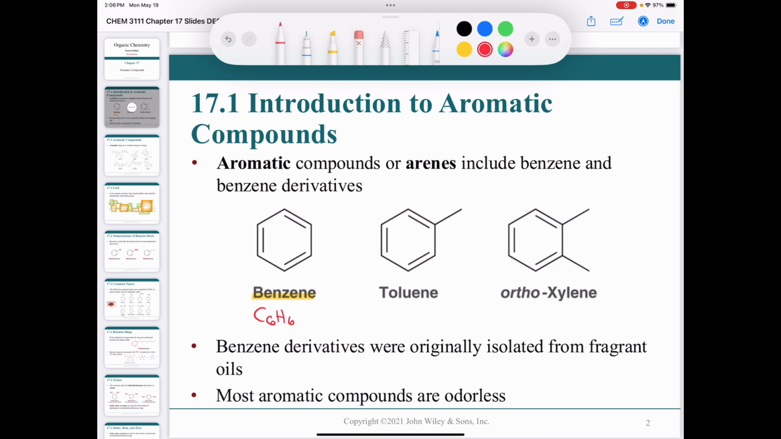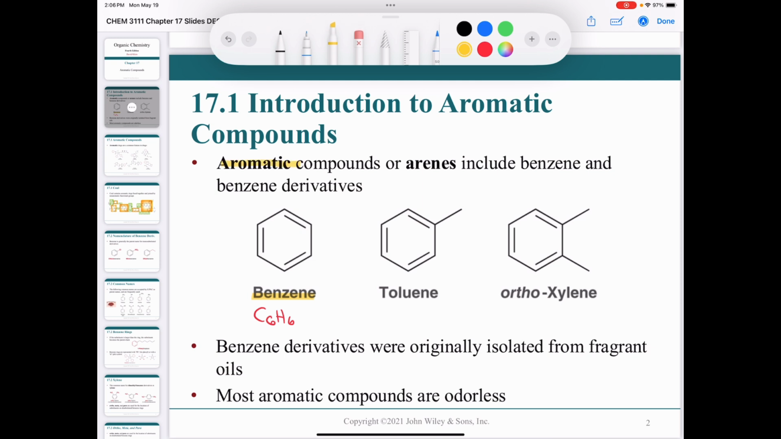C6H6. Don't get benzene confused with this compound, which we talked about a lot in Organic Chemistry 1. This is C6H12. This is cyclohexane. So cyclohexane is not an aromatic compound, so I'm just going to erase it because it's not part of this class.